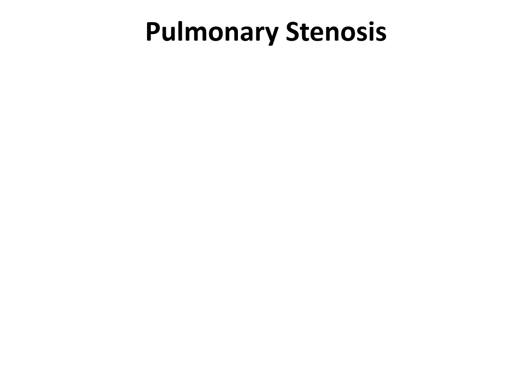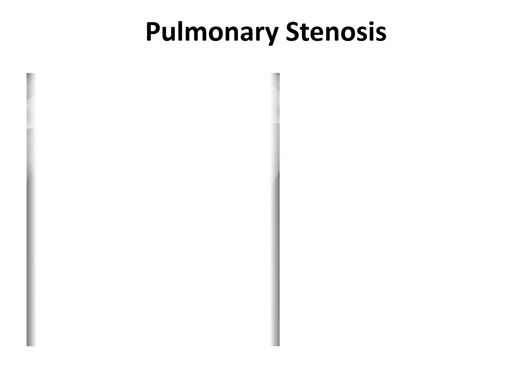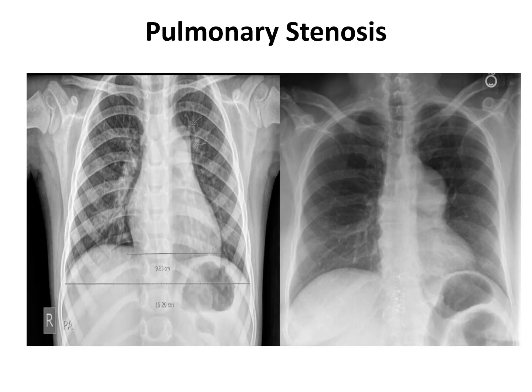Now the pulmonary stenosis. In this, there is prominence or dilatation of the main pulmonary artery due to post-stenotic dilatation. As we can see in this image, there is post-stenotic dilatation of the pulmonary artery. Ventricular hypertrophy is also associated, and if it is present, then the heart will appear boot-shaped, which is the typical picture of the tetralogy of Fallot.